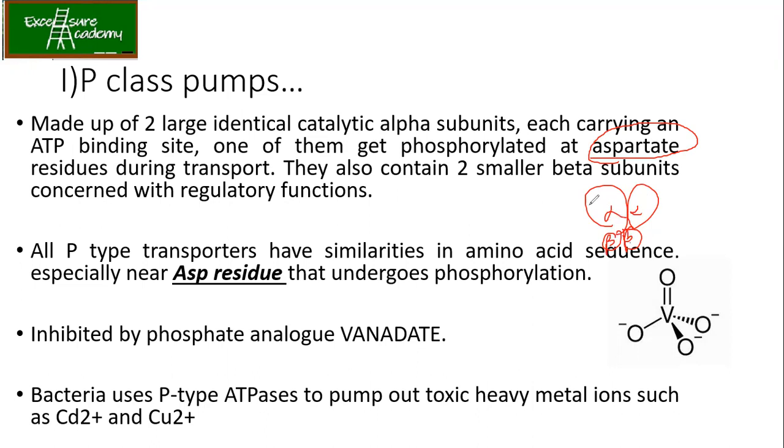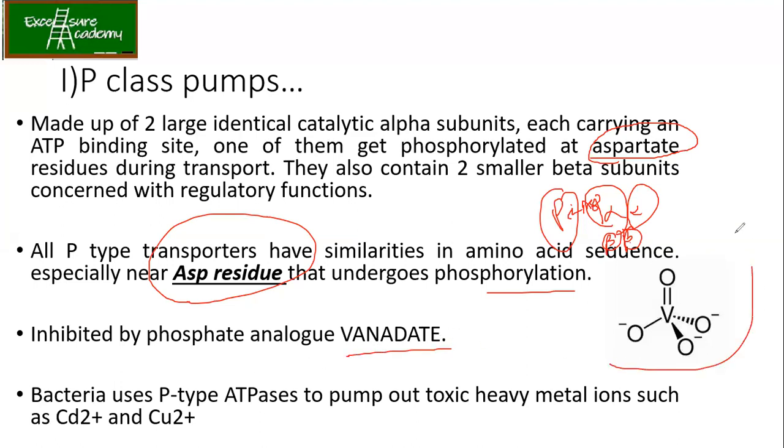Now the aspartate residue of this alpha subunit gets phosphorylated. All P-type transporters have similar amino acid sequences, especially near the aspartate residue which undergoes phosphorylation. It can be inhibited by the phosphate analog called vanadate. If you look at the structure of vanadate, it is similar to your phosphate, right? If you know the structure of phosphate, how do we draw it? PO4 minus, correct?